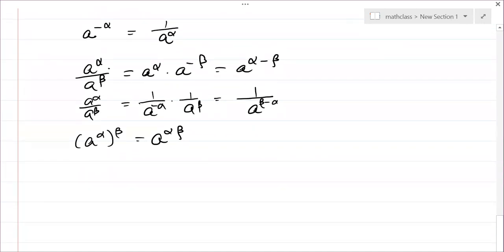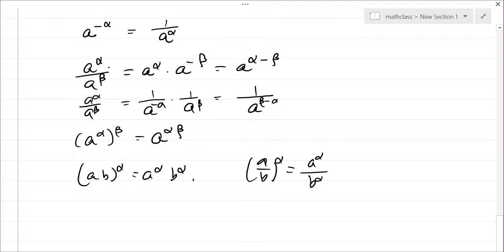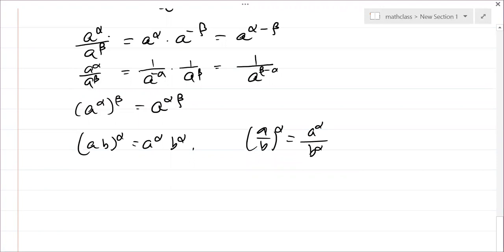What else? Oh, two more. a b to the alpha is going to be a to the alpha times b to the alpha. Then a over b to the alpha equals a to the alpha over b to the alpha. Those are the formulas we should know, and we're going to use them to simplify.